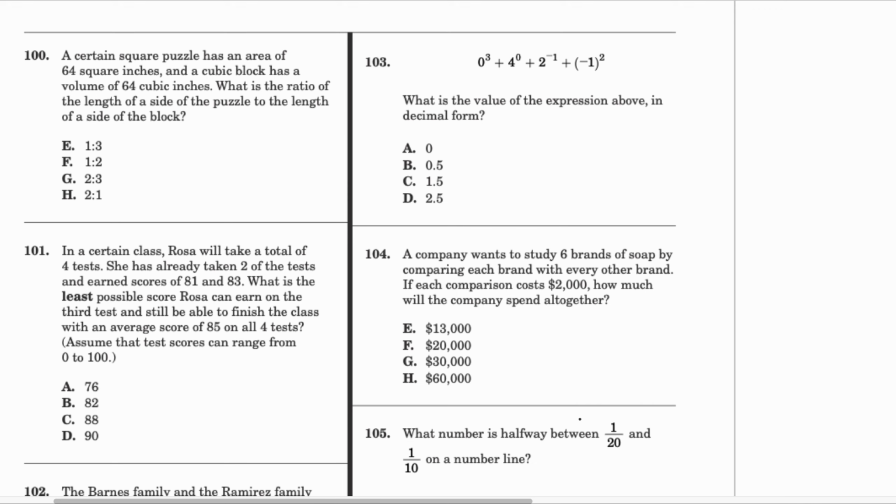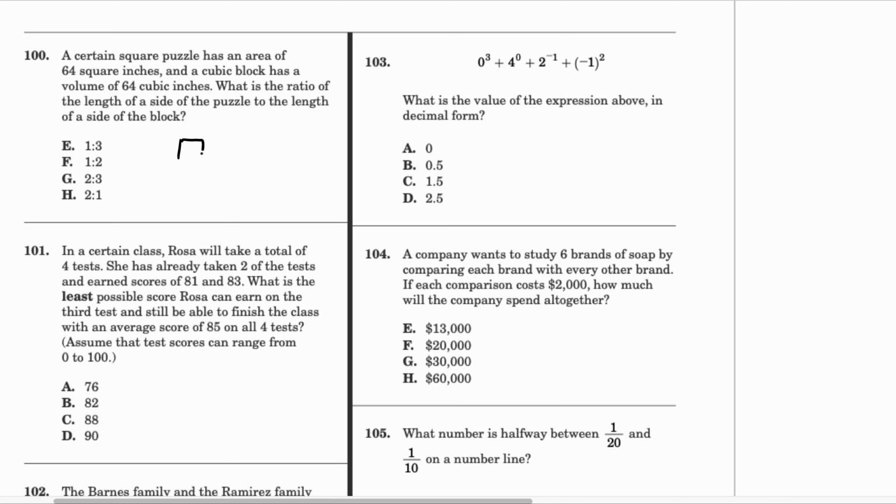So let's get started. We have a certain square puzzle which has an area of 64 square inches and a cubic block which has a volume of 64 cubic inches. And we want to know what the ratio is of the length of a side of the puzzle to the length of a side of the block. Okay, so we have the puzzle being square, right?